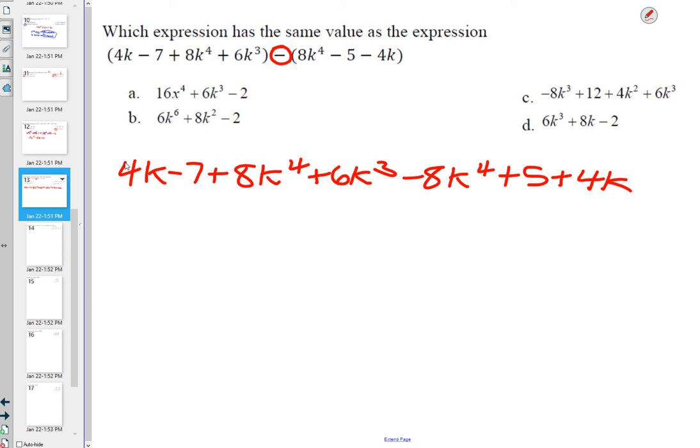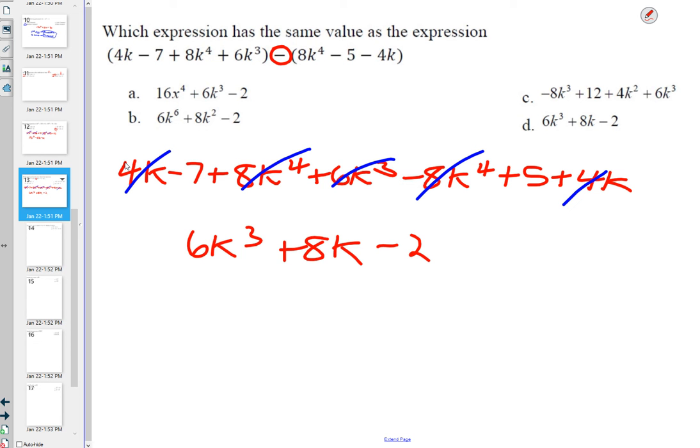Every term changes sign. Then when you combine like terms, the fourth degrees actually cancel out. 8 minus 8 is 0. The 6k to the third drops. The k's, you might see a 4k and a 4k and think, oh, that cancels out too. But they're both positive, so you actually get plus 8k. And then negative 7 plus 5 is negative 2.